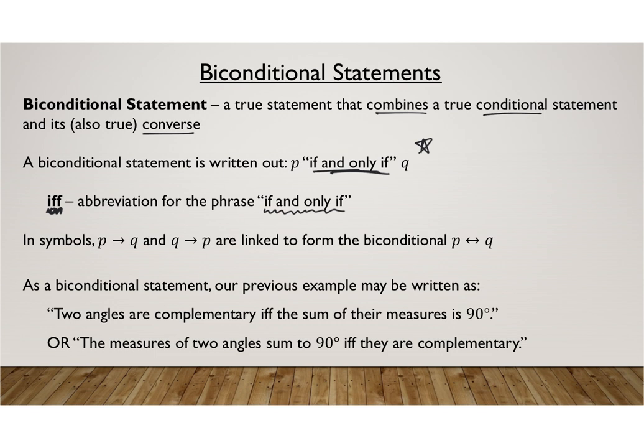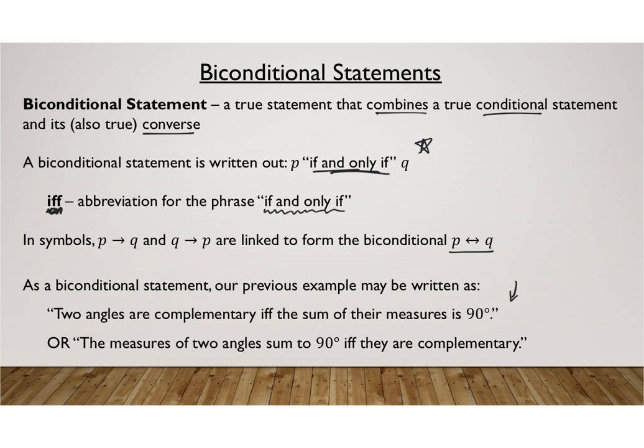And the way we write this mathematically with symbols is with this double-sided arrow. P, if and only if, Q. And the way this would look is shown down here. These are two different ways you can write them. Both are completely true and valid and will give you full credit on a test or quiz.